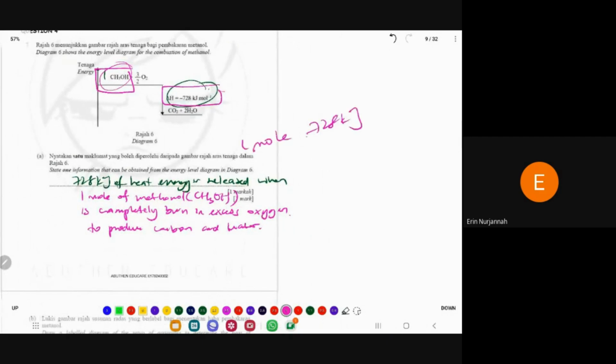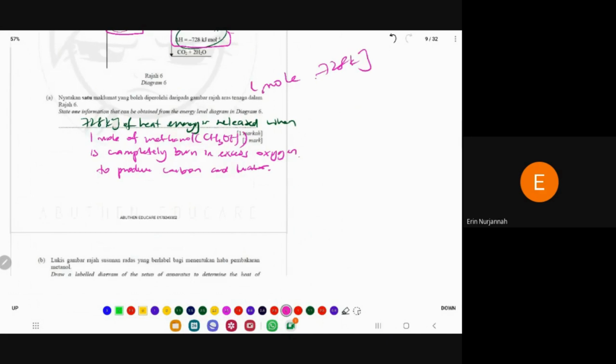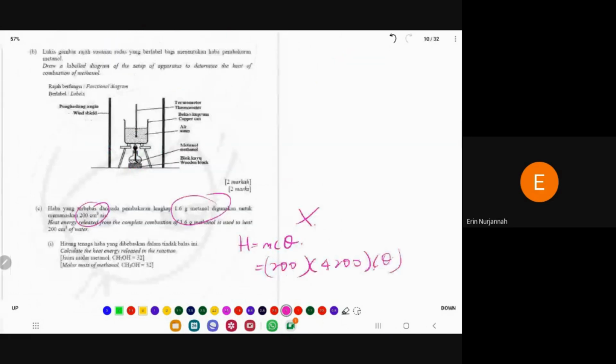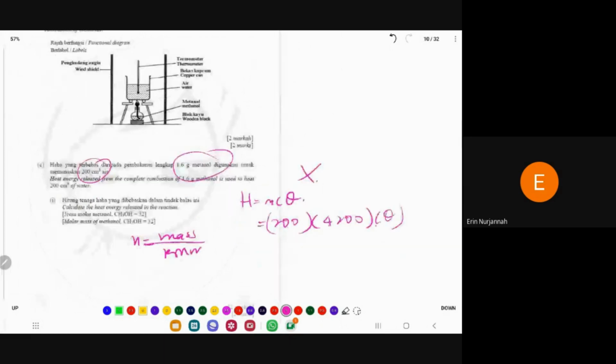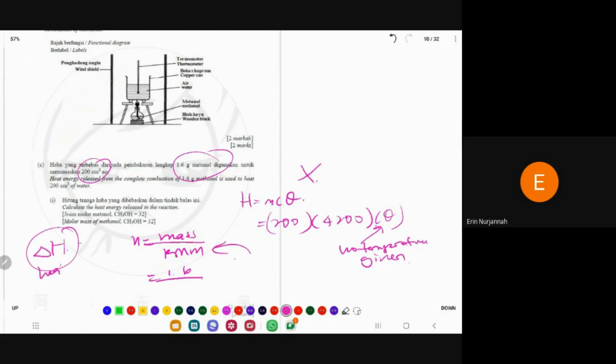1 mole. So now how many moles? How many moles of methanol are we actually using? Count. So methanol, how much is used? Tell me. This one has no temperature given, so you can't do this. So you have to use this, since this one is given. This is called heat of reaction.